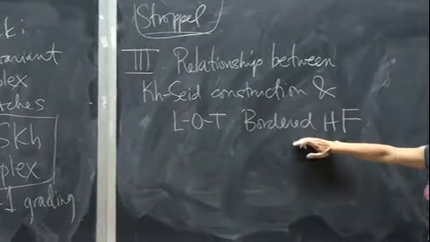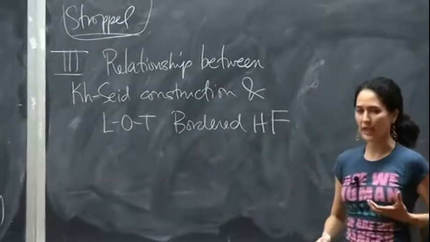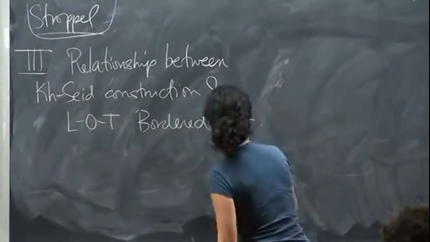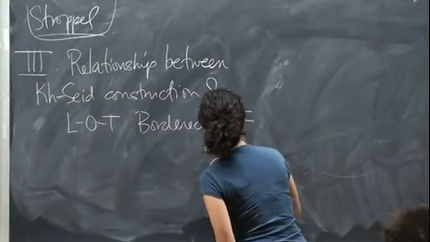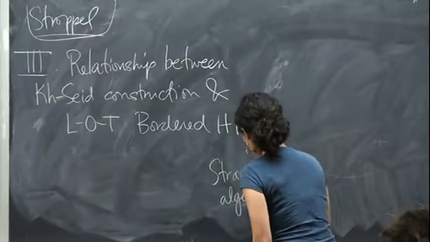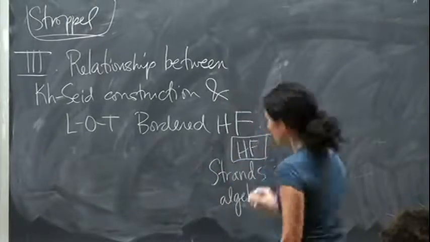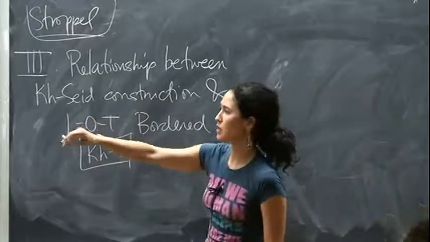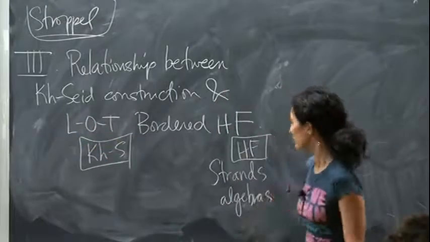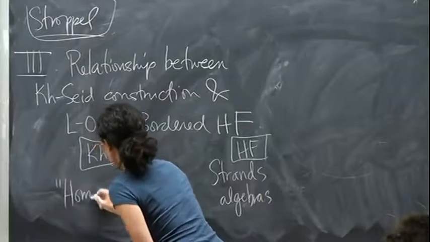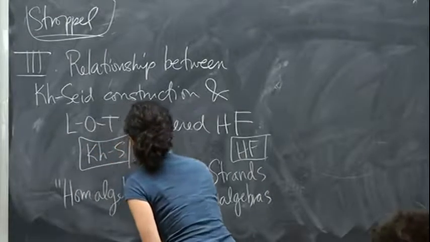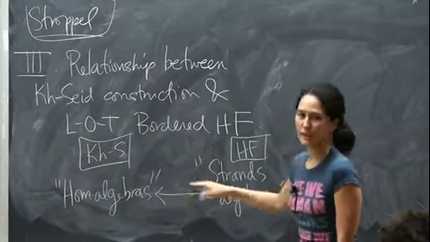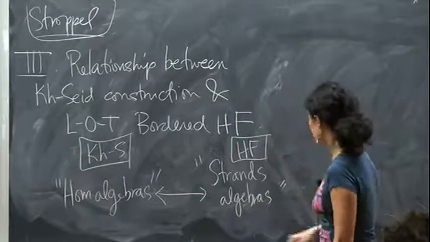On the bordered Heegaard-Floer side, they associate algebras to surfaces, or rather to pointed matched circles, which represent surfaces. So on the Heegaard-Floer side, you have these strands algebras. And on the Khovanov-Seidel side, you have a whole collection of algebras, of which A_n is just one. I'm going to call these HOM algebras, and I'll describe how you get them. I also want to describe an explicit relationship between these algebras.